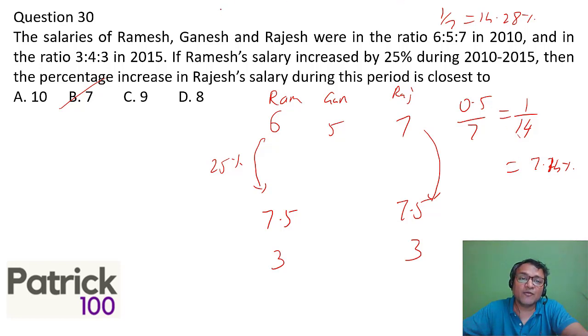You should be comfortable with fractions like 1 by 11 or 1 by 12. This much fraction you should be comfortable with. So the moment I know 1 by 7, I can derive 1 by 14 immediately. Right? I hope this is clear.